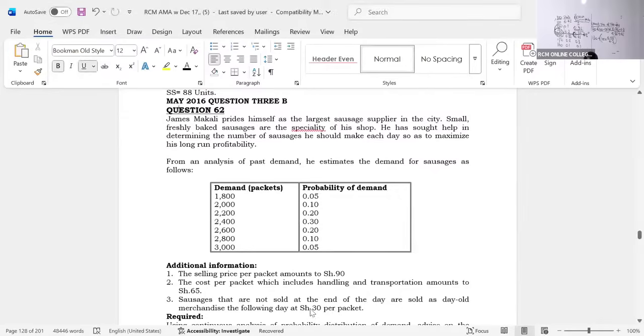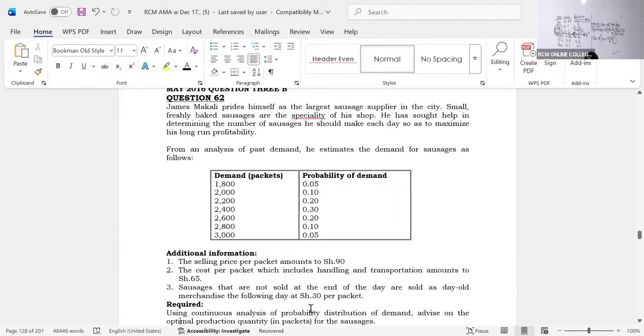So required, ladies and gentlemen, using continuous analysis of probability distribution of demand, advice on the optimal production quantity in packets for the sausages. So remember, these sausages are perishable. Have you been able to see that? Because if I sell them normally on the same day I buy and prepare them, I sell them for 90. But should they go stale, I sell them at what here? At 30. So it's a product whose value is diminishing with time. So then what will be the very first thing that I should be able to do?